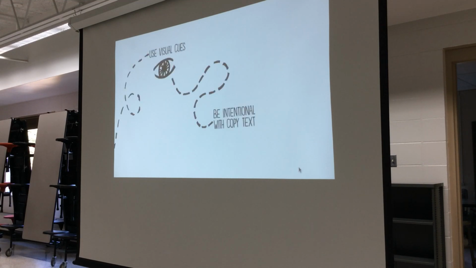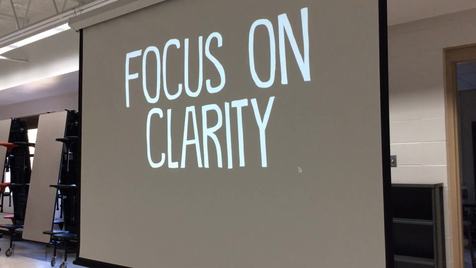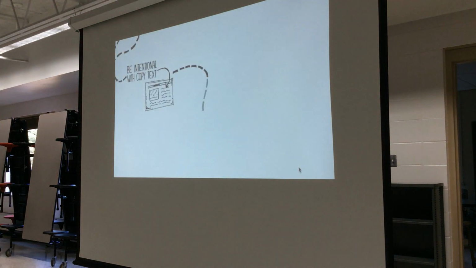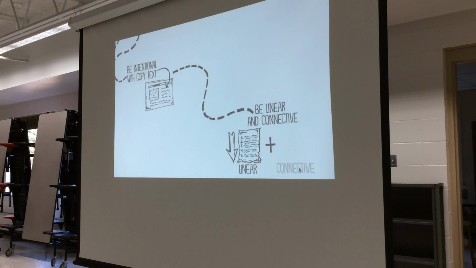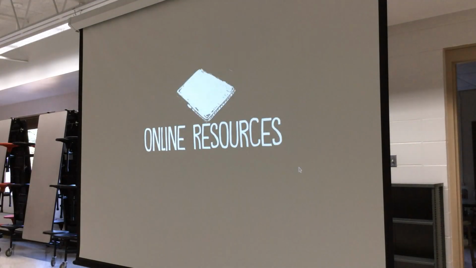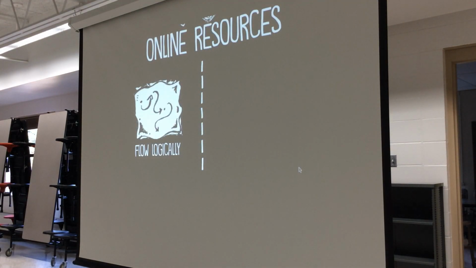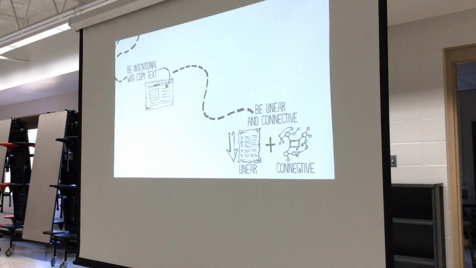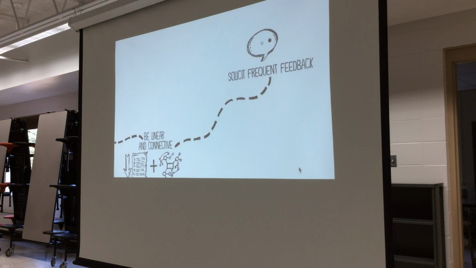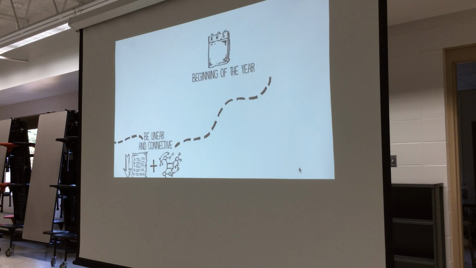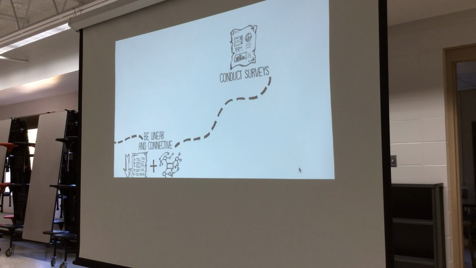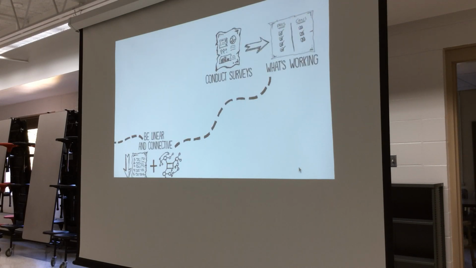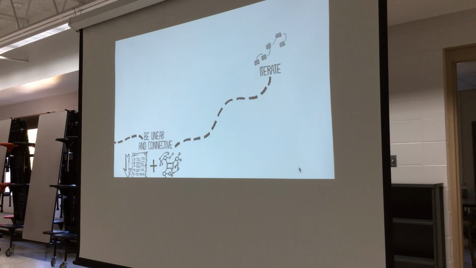Number 4, be intentional with copy text. Focus on clarity when you write directions. Number 5, be both linear and connected. When creating online courses, for example, make it flow logically, but use links that allow students to make connections between ideas and resources. Number 6, solicit frequent feedback. At the beginning of the year, have students annotate course documents. Later, conduct periodic student surveys to help you figure out what's working and what's not working, so you can iterate and improve your classroom structures.